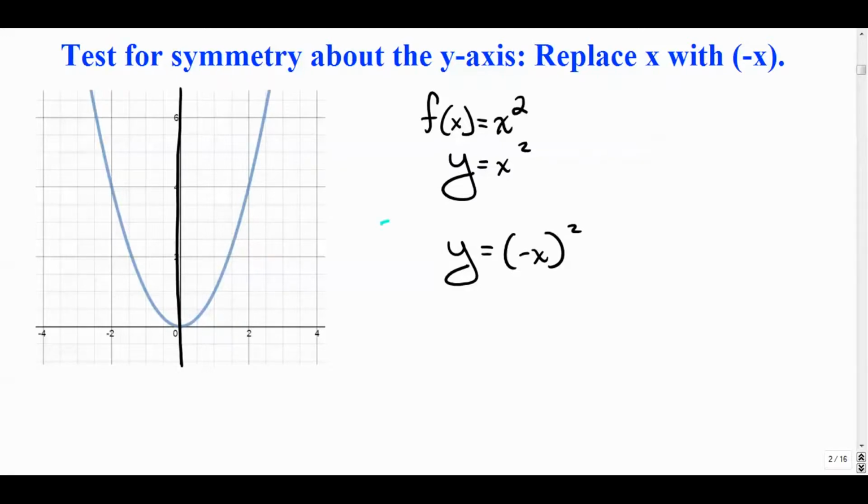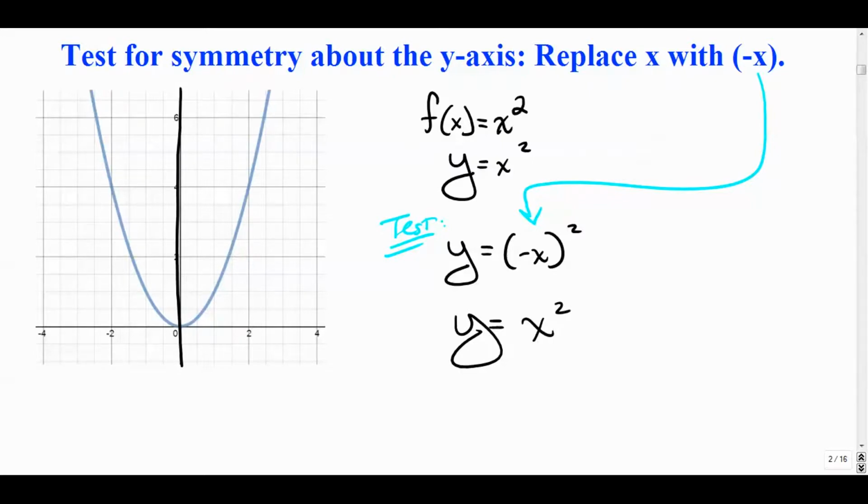Simplify. So here's our test. We're replacing the x's with negative x's and simplifying. So we get y is equal to positive x squared. Now, since that is exactly the same as what we started with, then this thing has y-axis symmetry. This is an even function, and that means that it has y-axis symmetry.